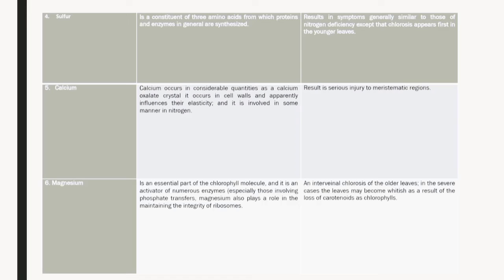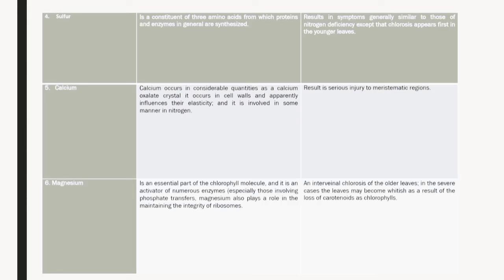For the deficiency of sulfur, it results in symptoms generally similar to those of nitrogen deficiency, except the chlorosis appears first in the younger leaves. For the fifth, calcium. Functions of calcium: it occurs in considerable quantities as calcium oxalate crystals. It occurs in cell walls and apparently influences their elasticity, and it is involved in some manner in nitrogen. The deficiency of calcium results in serious injury to meristematic regions.